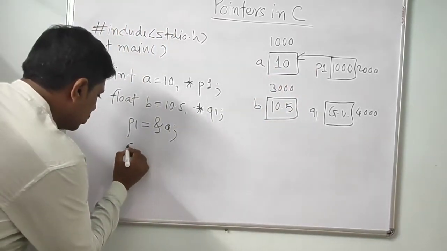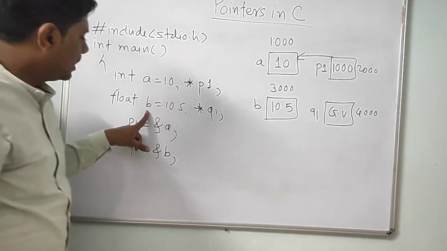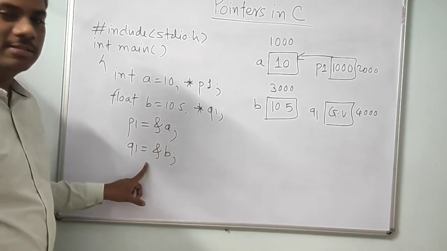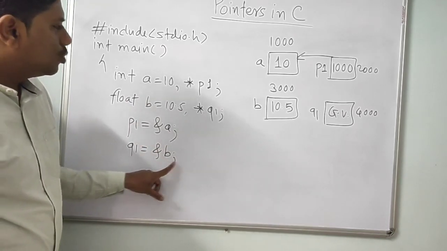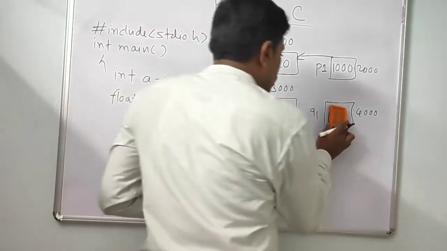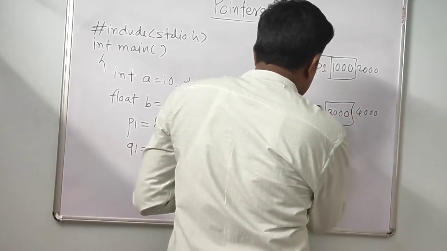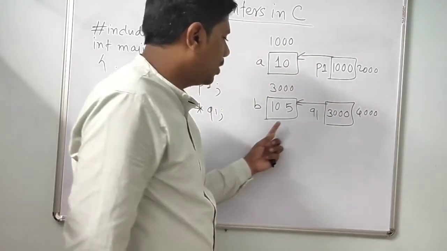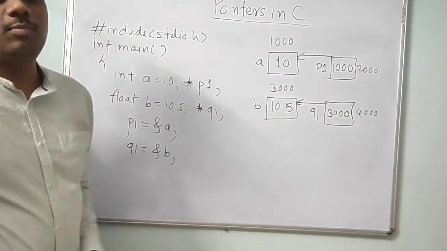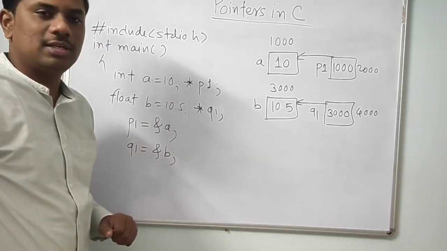Next I'm doing q1 equal to address of b. The type of b and type of q1 should be the same, then only this is valid. So b is this block, and address of b means 3000. So I'm storing 3000 in q1. So q1 is now pointing to b. That means q1 has direct access of this 10.5 value. So this is the declaration and initialization of pointer.